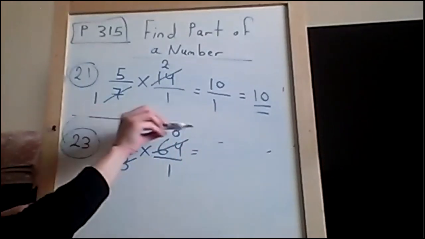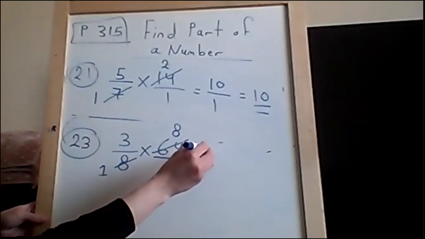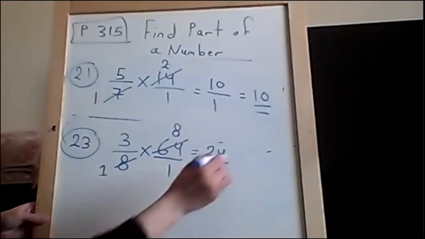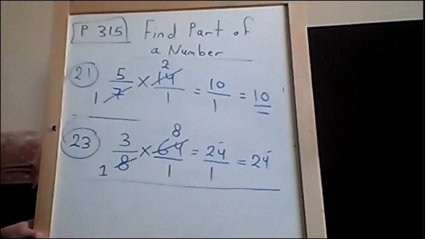Now you have to multiply like a straight line. 24 over 1 multiplied by 1, 1. So the final answer is 24. Very easy. Now we will do 24 together.